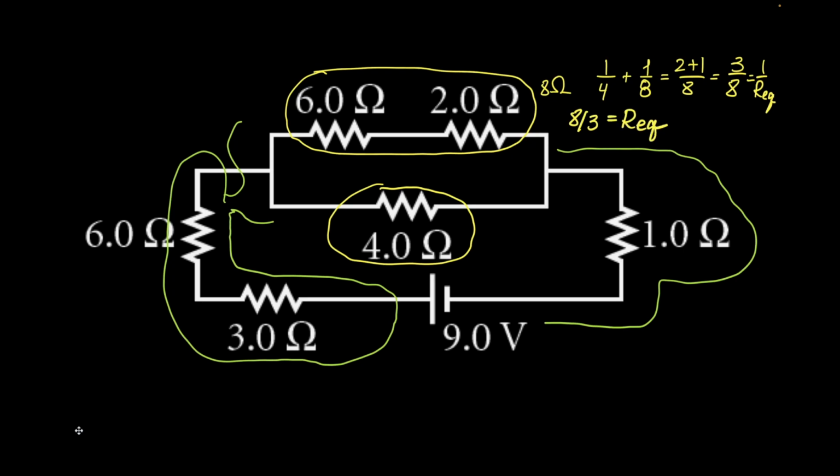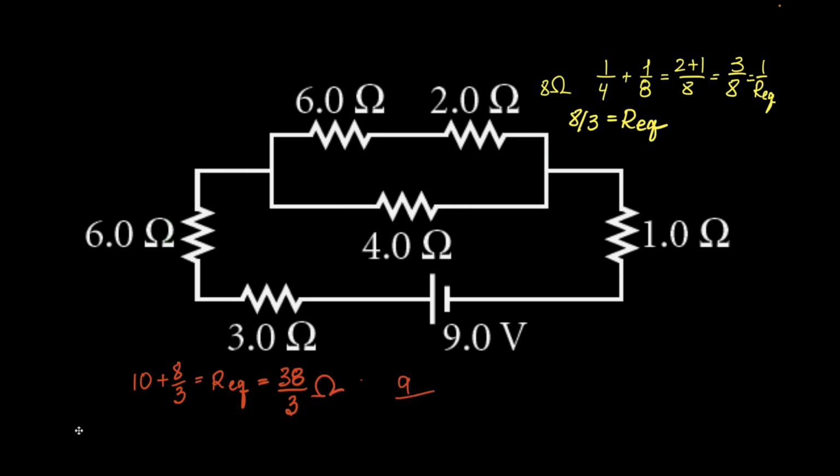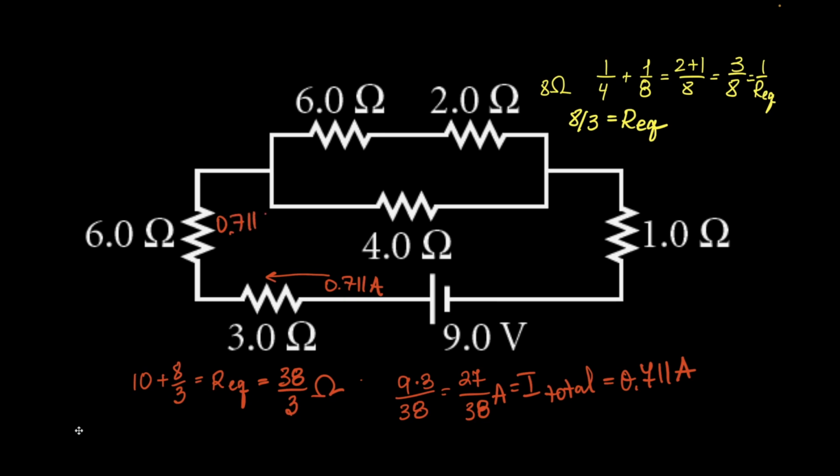Parallel cluster is then in series with everything else. 6 plus 3 plus 1 is 10. So it's going to be 10 plus 8 over 3 will be your R equivalent for the entire circuit. If you take 9 and you divide it by 38 over 3, you're going to have 27 over 38 of amps. That's your total current. So that's 0.711. This takes 0.711, 0.711 amps here, and 0.711 amps here.